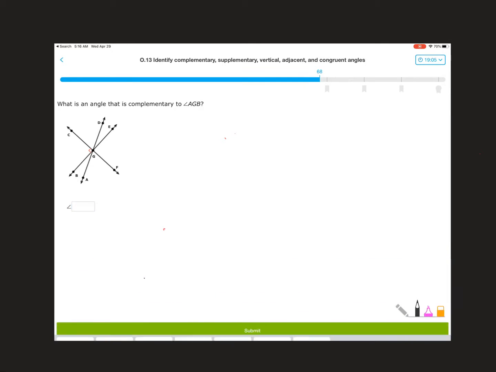What is an angle that is complementary to angle AGB? Complementary, adding up to 90 degrees. So just in case you forgot, here it is again. Add up to 90 degrees. Okay, so AGB. It's that little angle plus what gives you 90 degrees. So here's the 90 degrees. So it would be AGF.